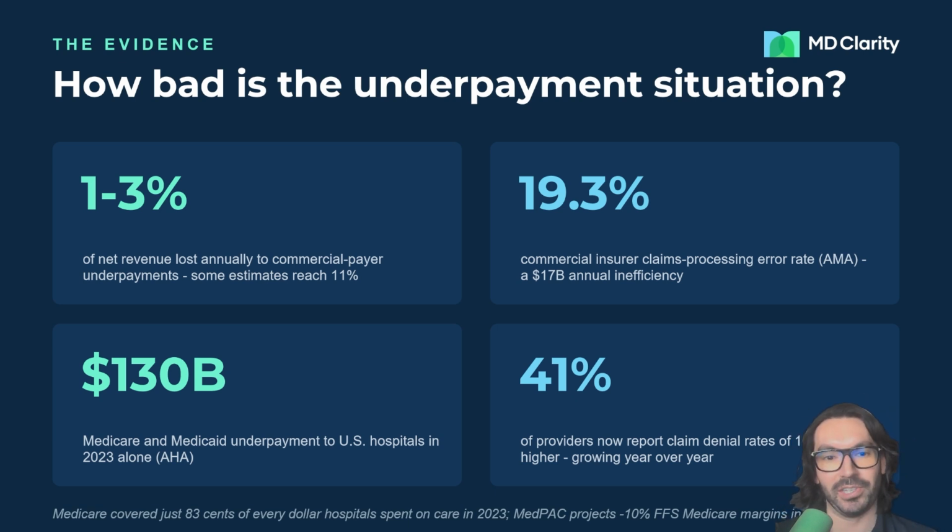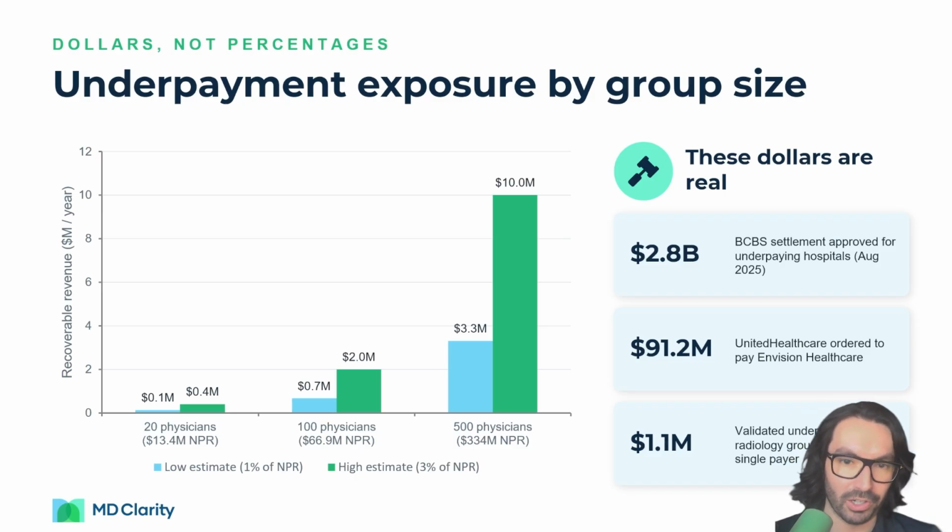So when margins are this thin and error rates are this high, a 1 to 3% leak is not a rounding error. It's the difference between a healthy operating margin and a negative one. Now let's make those percentages concrete, because percentages don't pay salaries, dollars do. Net revenue per physician full-time equivalent recently hit roughly $669,000.